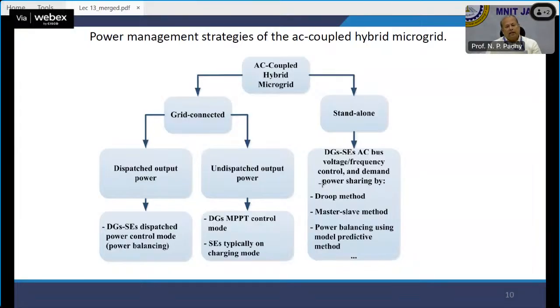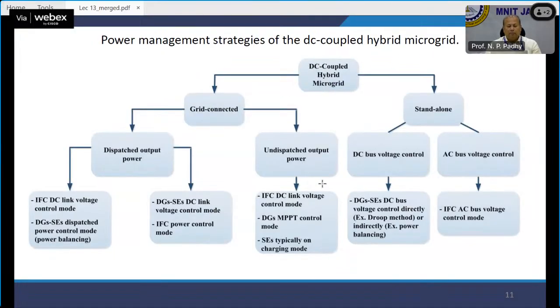Now, when it is standalone, the main grid is not there. DG and energy storage handle AC bus voltage and frequency control and demand power sharing, either by the droop method, or it could be master-slave, or it could be power balance using the model predictive method. So these are the three different control strategies we normally adopt.